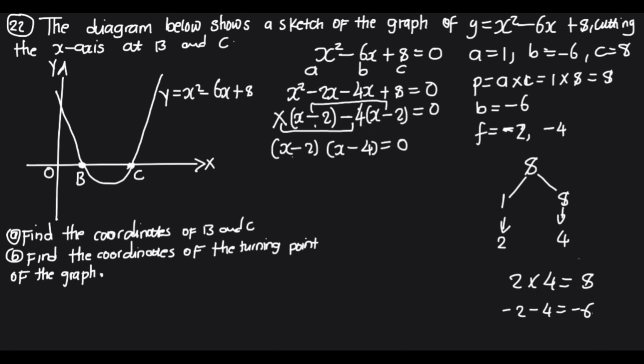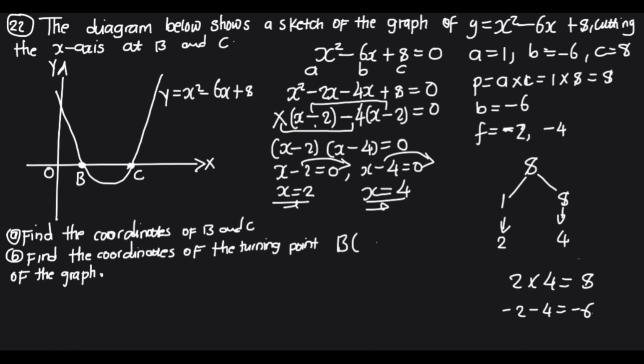So then we can equate each to 0. So x minus 2 is equal to 0. x minus 4 is equal to 0. If we shift this number to this side, we get x is equal to positive 2. Then if this moves to that side, x is equal to positive 4. So we can see that we are getting the same values. Now we can go back to our question. So we want to find the coordinates for B and C.